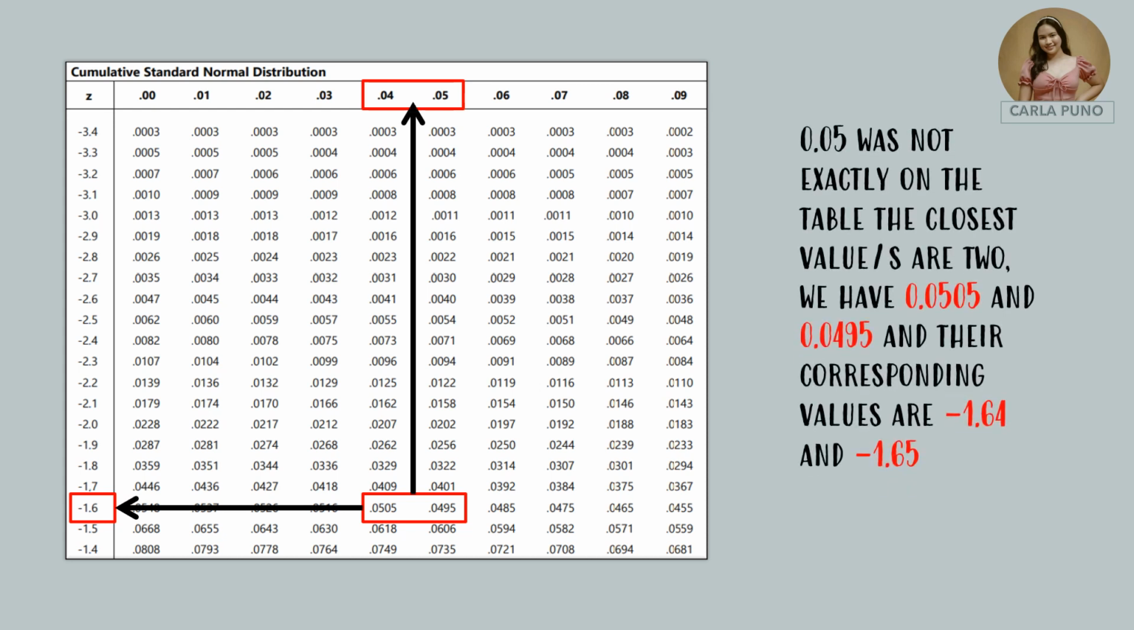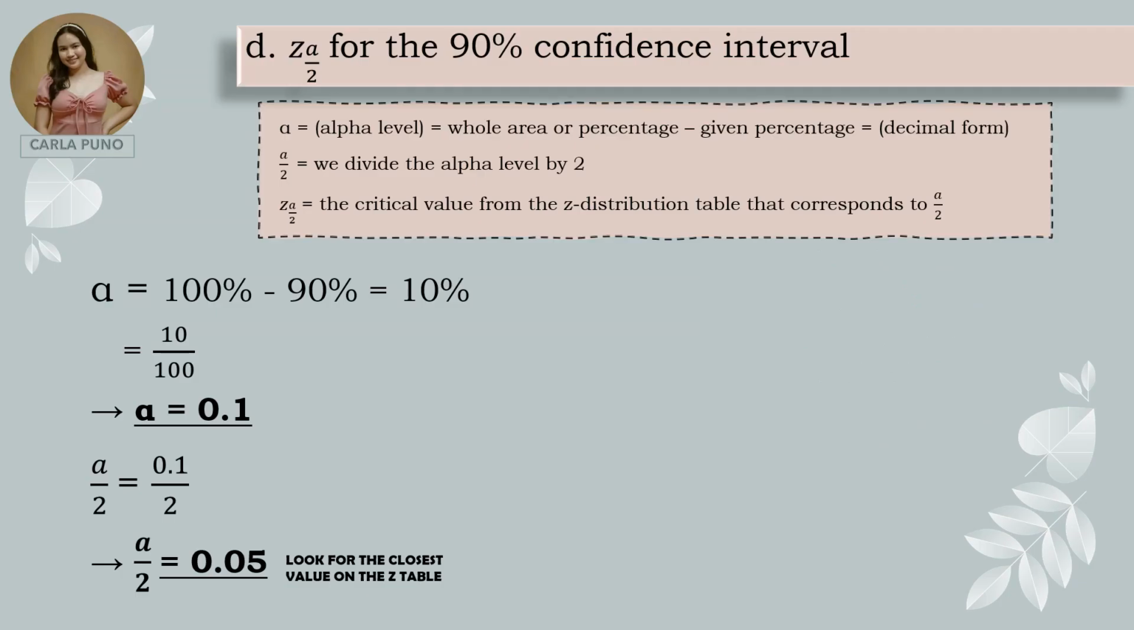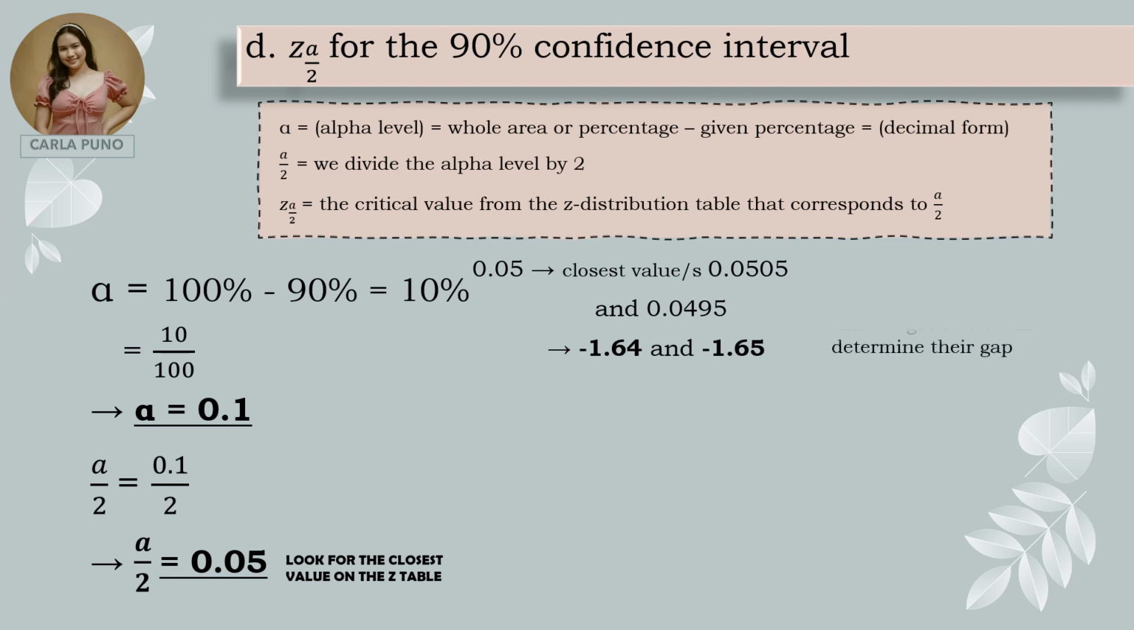Our value 0.05 was not exactly on the table. The closest values are 0.0505 and 0.0495. And their corresponding values are negative 1.64 and negative 1.65. Back on our problem, based on the table, the value 0.05 has two closest values. We have 0.0505 and 0.0495, and their corresponding values are negative 1.64 and negative 1.65.